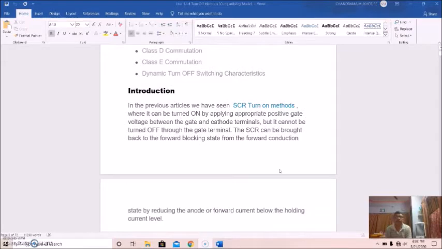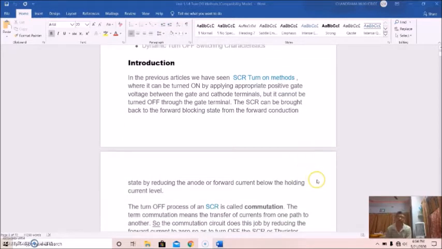Now, in the earlier class, I talked about the SCR turn-on methods: it can be turned on by applying an appropriate positive gate voltage between the gate and cathode terminals, but it cannot be turned off through the gate terminal. So an SCR can be brought back to the forward blocking state from the forward conduction state by reducing the anode or forward current below the holding current level.